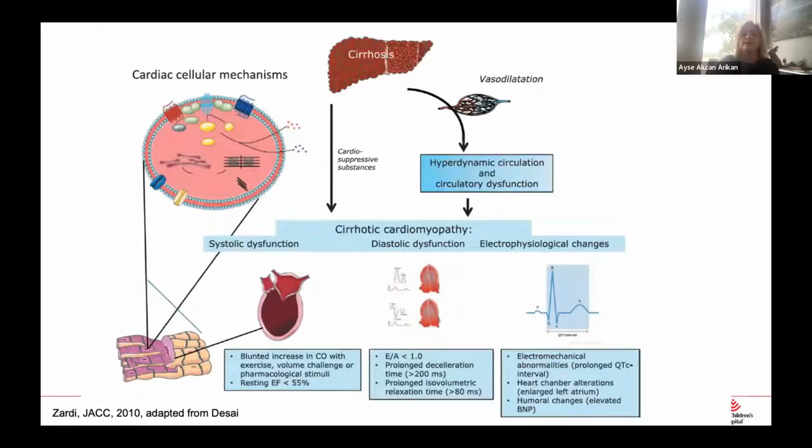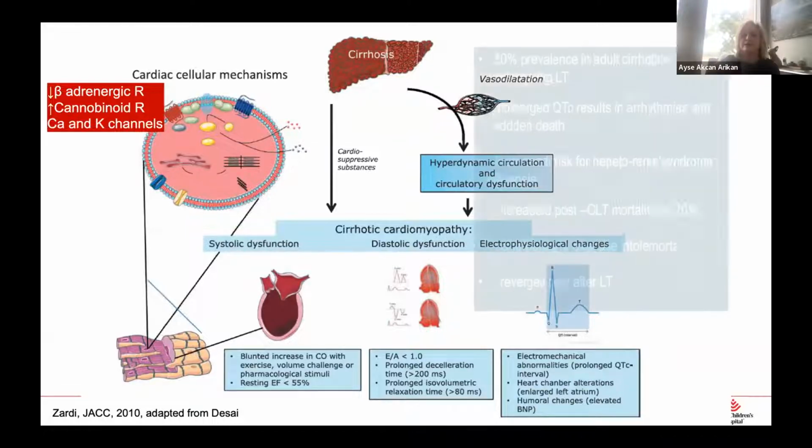And there is a lot of preclinical data that explain this phenomenon to us. There are changes in the receptor types on cardiomyocytes, with decreased beta adrenergic receptors and increased cardiodepressive receptors, cannabinoid receptors, and alteration in calcium and potassium channels, which you'll remember are very instrumental in contractility, which lead to systolic dysfunction and diastolic dysfunction. And the electromechanical abnormalities, specifically prolonged QTc, could actually lead to life-threatening abnormalities.